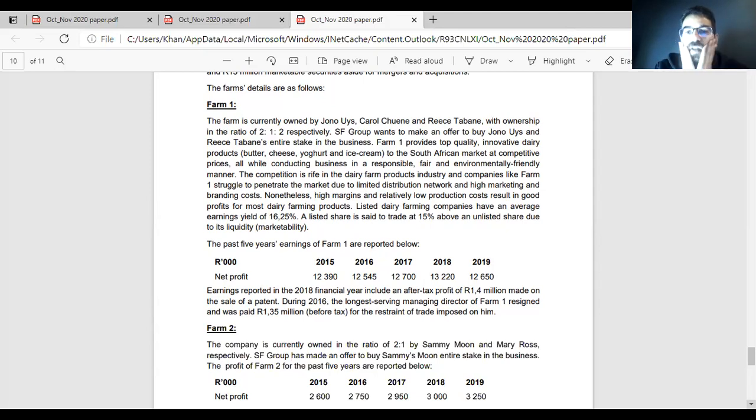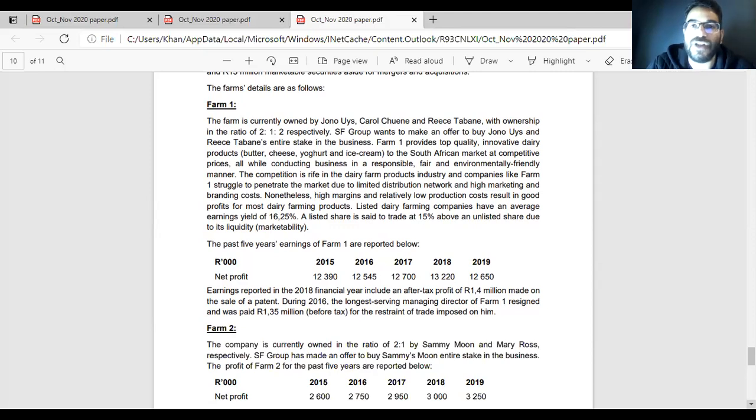So the important aspect is that SF wants to acquire Farm 1. Now, Farm 1 is an unlisted entity. So that's very important. When you use a PE multiple, a private company won't have a PE multiple. The reason being is PE multiple is calculated as follows. PE equals share price divided by earnings per share.